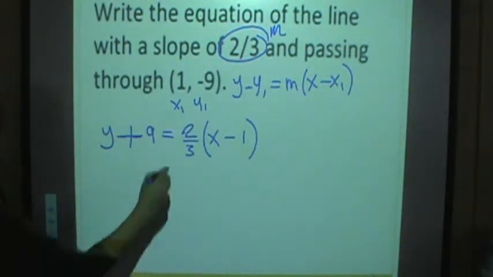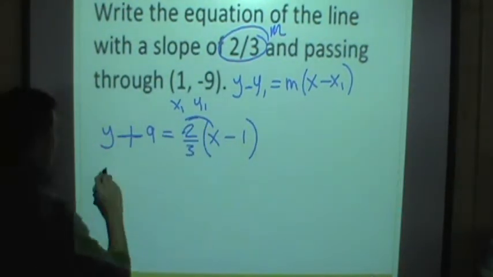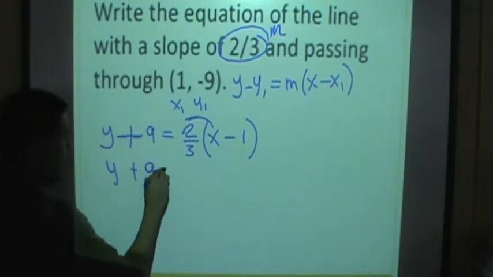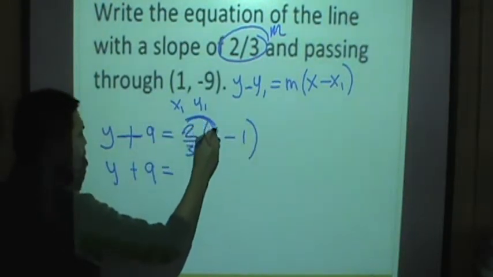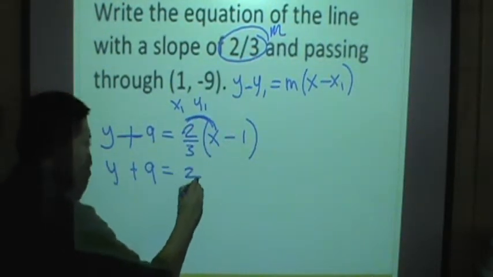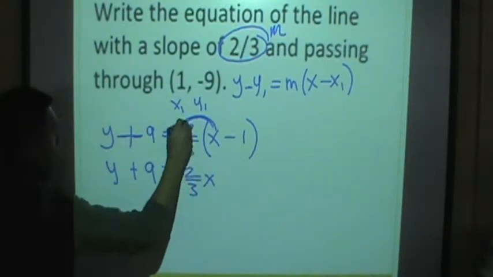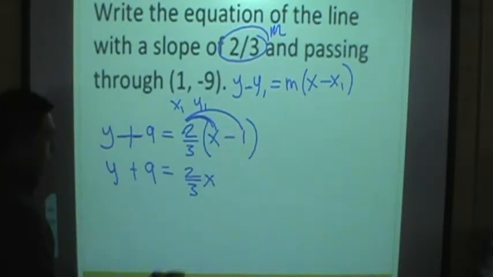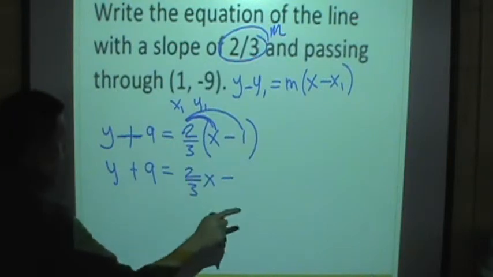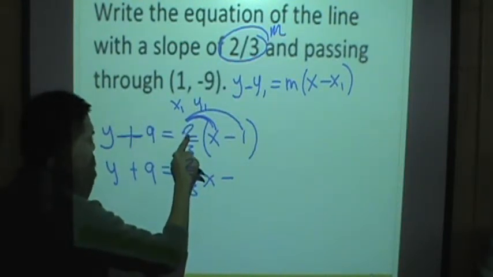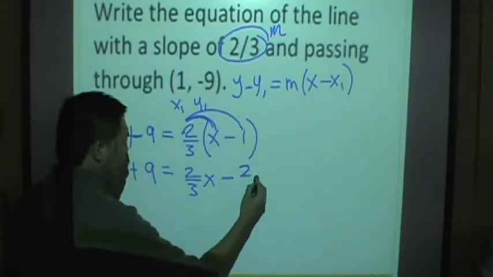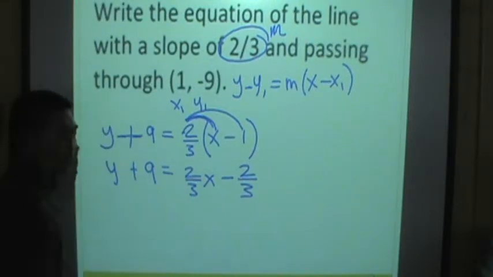Okay? Distribute: y plus 9 equals 2/3 times x is 2/3x. 2/3 times -1 is negative. Basically, you just have to multiply 2 and 1. That gives you 2, and then you copy the denominator.